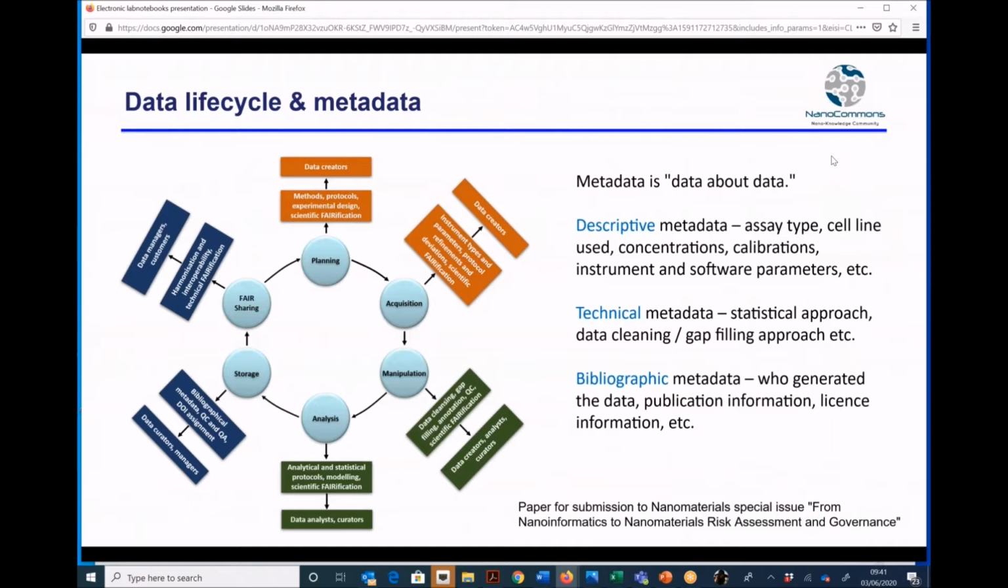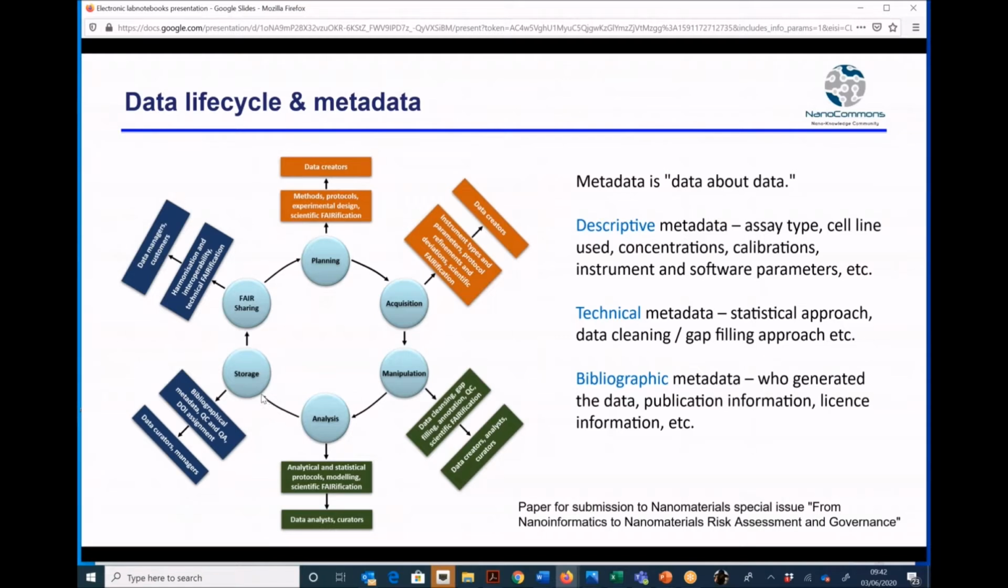So the data lifecycle and metadata, I've mentioned these, and here I'm going to try and be a little bit more specific about them. So the data lifecycle expands from the planning of your experiment, where you're thinking through what you're going to do, what your design is going to be, what your replicates are going to be, your exposure time, your concentrations, etc., through the actual running of the experiment and the acquisition of data. Then you have the manipulation of that data, so whether you're doing any organizing of it, whether you're dividing it by the controls, subtracting blanks, etc. The analysis then is where you actually process that data and maybe generate the EC50 or other outputs from it.